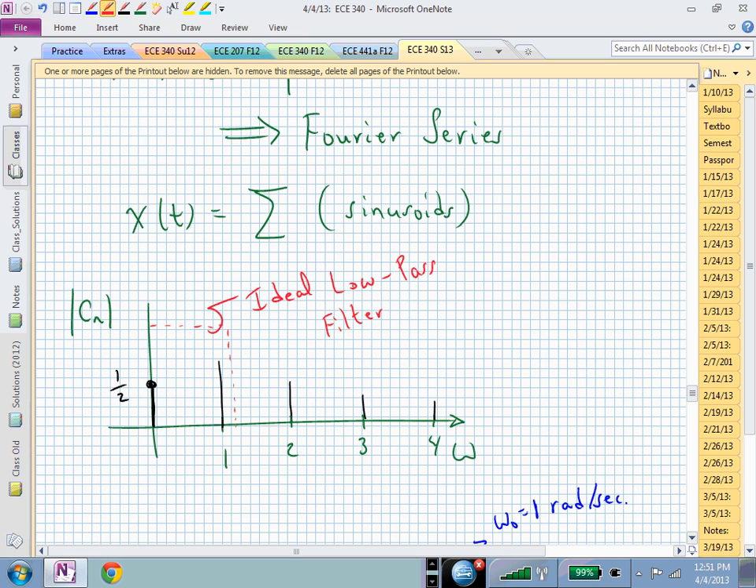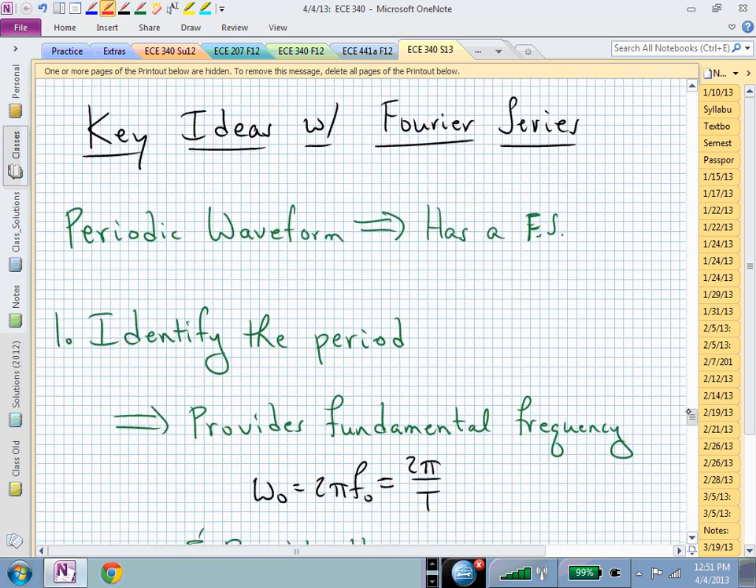That's what you should be starting to get comfortable with in talking about signals and systems. We can look at it in the time domain, we can look at it in the frequency domain. We can look at it both ways and hopefully gain some insight. Here are some key ideas about the Fourier series. One is, once you have a periodic waveform, we know it has a Fourier series.